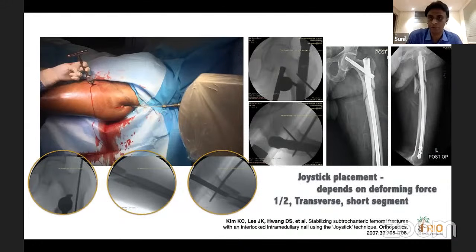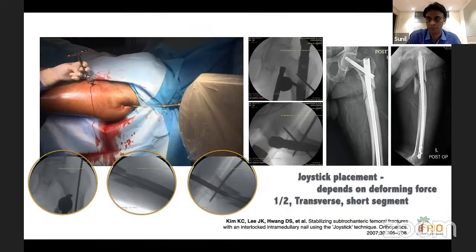So joystick placement, if you want to use them, choose your fracture. It works well in transverse and short oblique fractures. And depending on the deforming force, you may choose to use 1 or 2 joysticks.